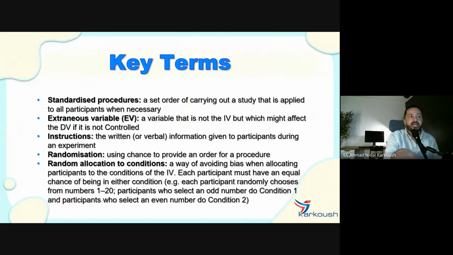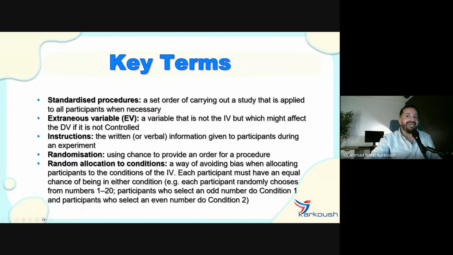But what is random allocation? It's a way of avoiding bias. When we allocate participants to different conditions, each participant must have an equal chance of being in either condition A or B. Each participant randomly chooses a number from 1 to 20, and then participants who select an odd number will go to condition 1, and those who select an even number, for example, will go to condition 2.